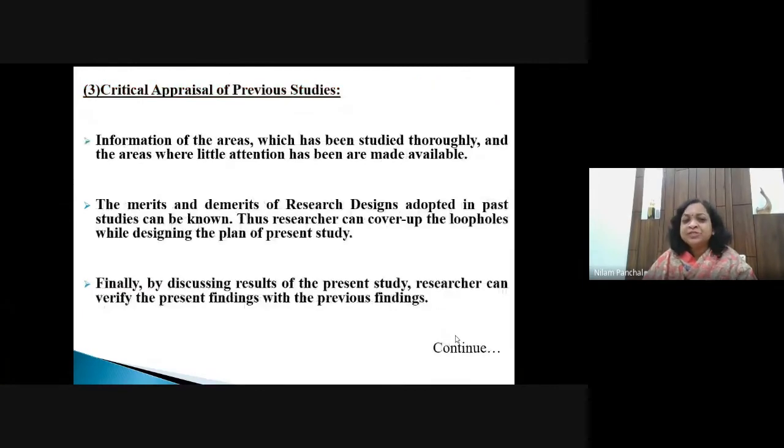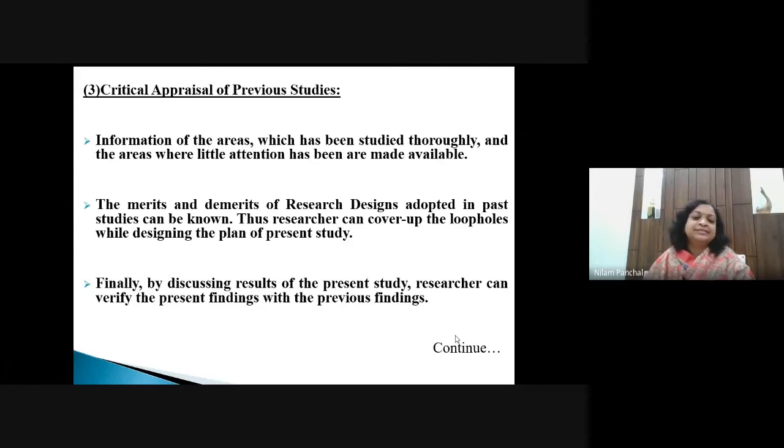Secondly, information on the areas which have been studied thoroughly, and the areas where little attention has been paid, is made available. Right? So the merits and demerits of the research designs adopted in past studies can be known. Thus, researchers can cover up the loopholes while designing the plan of the present study.